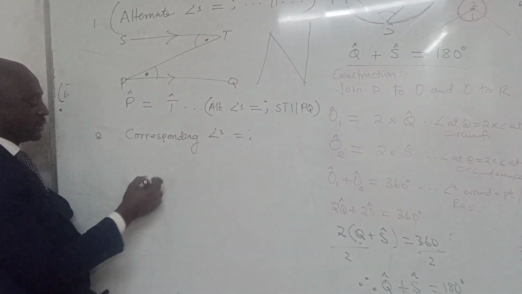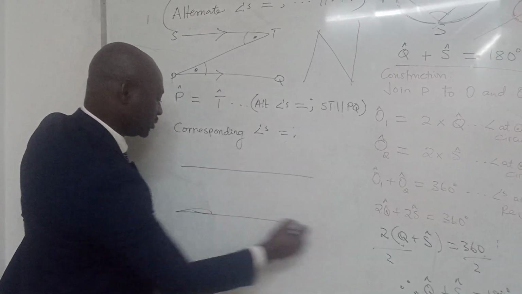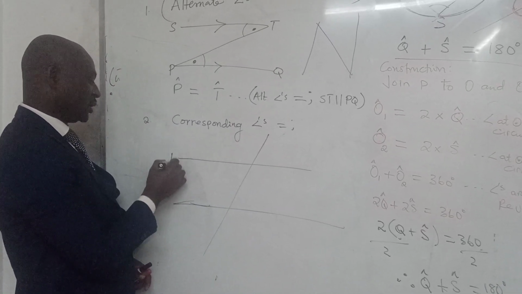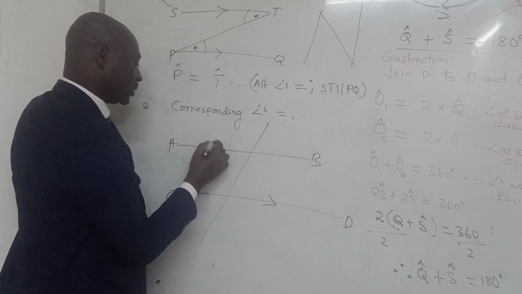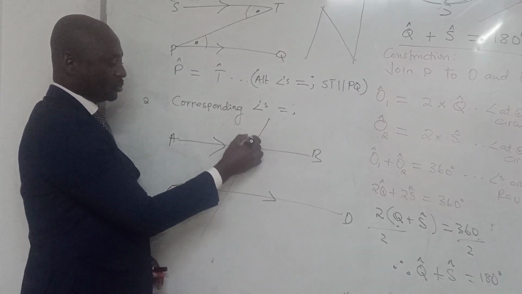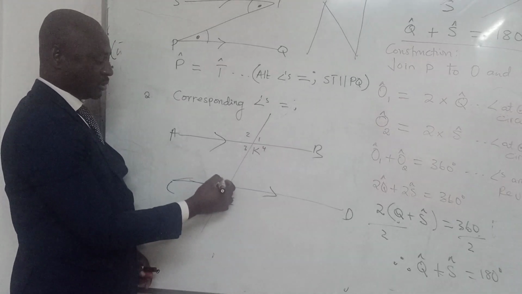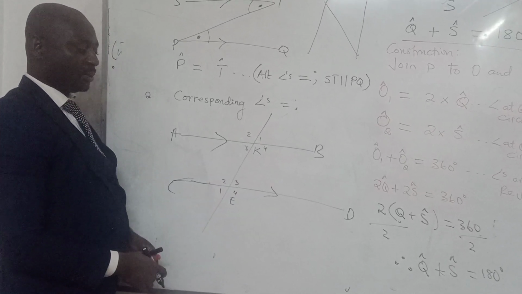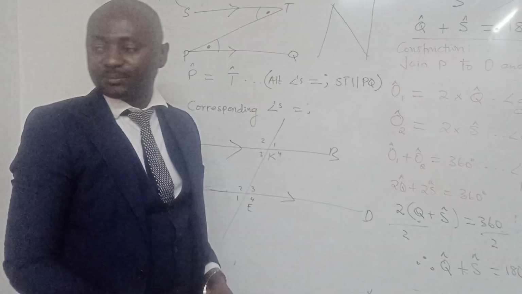So corresponding angles are formed in an F shape. So let's say I have these 2 lines and then I have a transversal line cutting across them. So I have AB and CD, and I say this is parallel to that line. Then I have K1, 2, 3, 4. Then I have E1, 2, 3, 4. I want us to talk about alternate angles here and corresponding angles here.